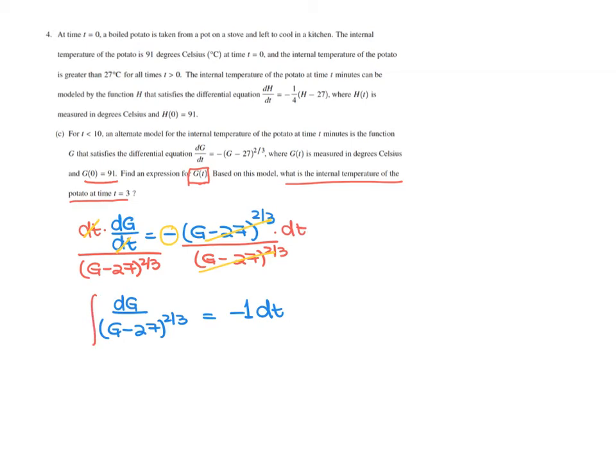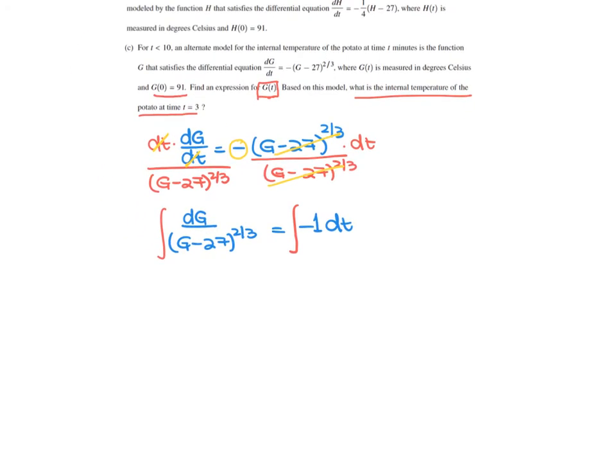Now we're going to take the antiderivative on both sides, and I notice that we have an inner function right over here, so we will need to use u sub. So u would equal g minus 27, and that gives us du is equal to dg. So dg becomes du, g minus 27 becomes u. So now we have u raised to negative 2/3 du.